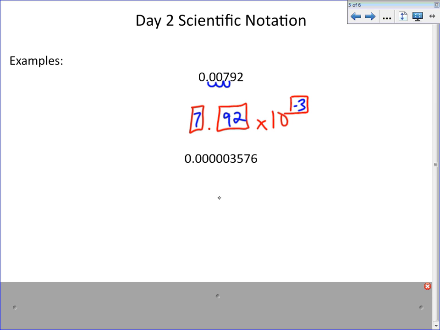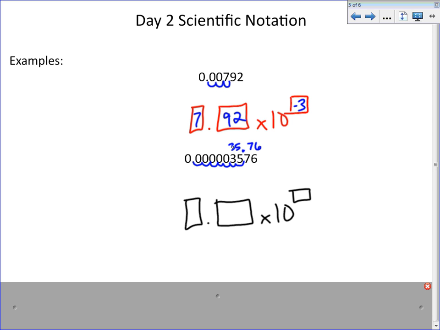Let's look at another example here. Again, we're going to use our boxes. So we're going to have to move it again to the right. 3, 4, 5, 6, 7. And so now if I rewrite this number with the decimal place right here, we would have 35.76.